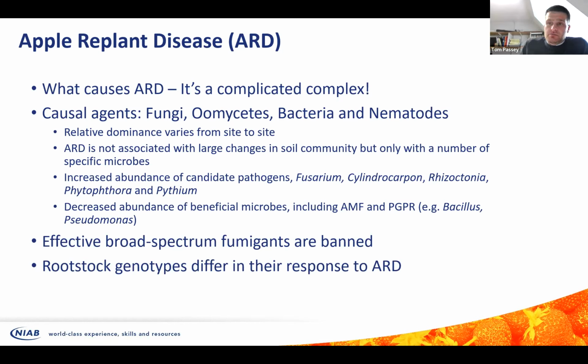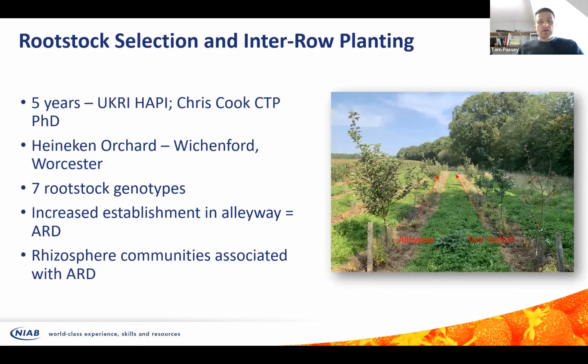It's tricky to do much about, as we don't have a huge number of effective broad spectrum fumigants that are allowed to be used anymore in the UK. So the main route that we look at is using rootstock genotypes that show a resistance or are less susceptible to replant. So I'll move on to some work that we've done previously.